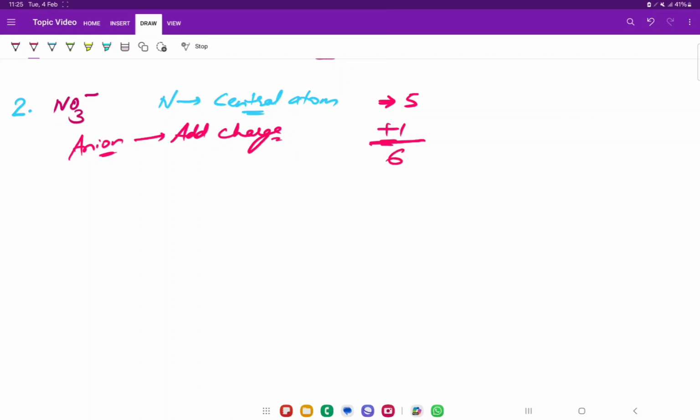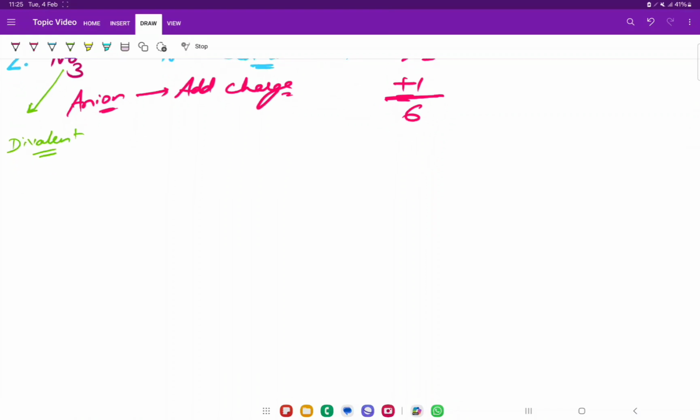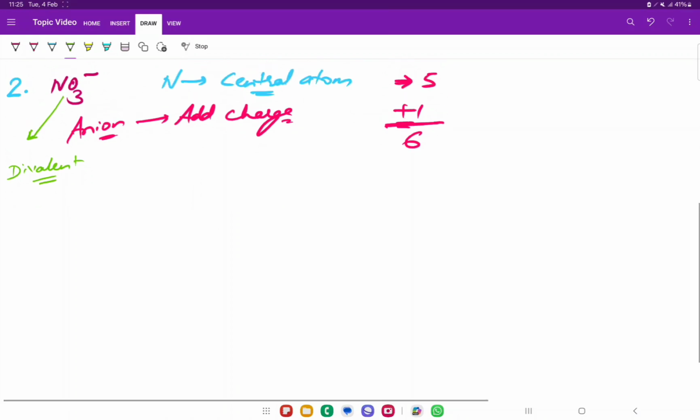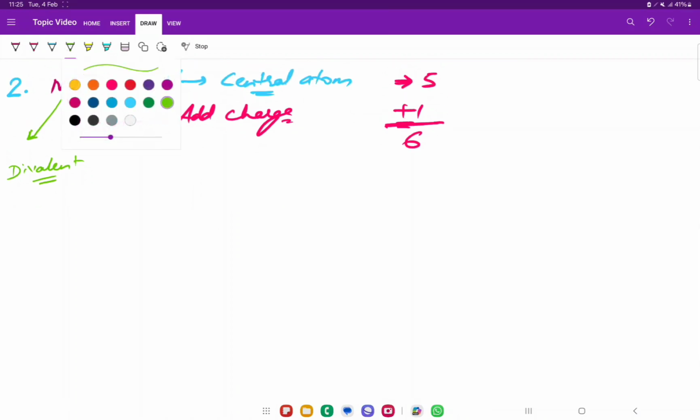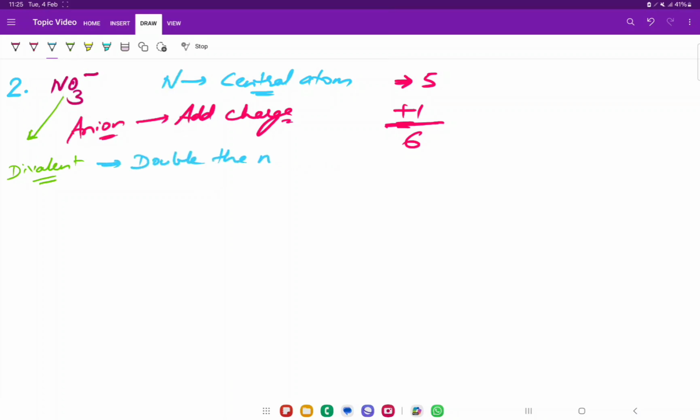Next important thing is the molecule is bonded with oxygen, which is a divalent atom. For divalent atoms, we have to double the number of atoms before subtracting from this 6. How many divalent atoms? 3, multiplied by 2 is 6. Subtract 6, what do you get? 0. It means the molecule has 0 lone pairs. To find the bond pairs, we divide this 6 by 2 because there are divalent atoms, that is 3.